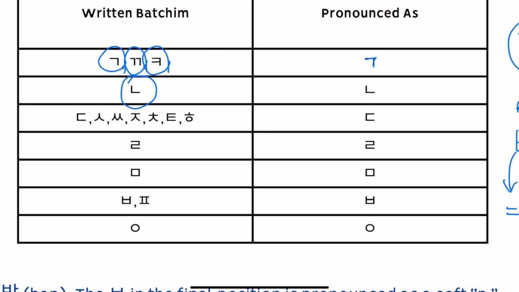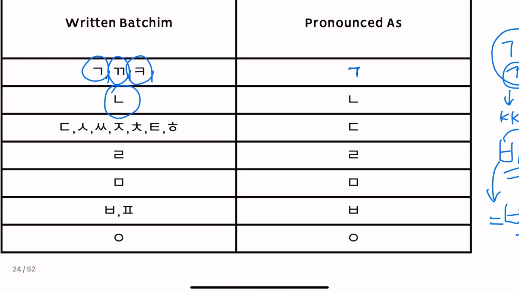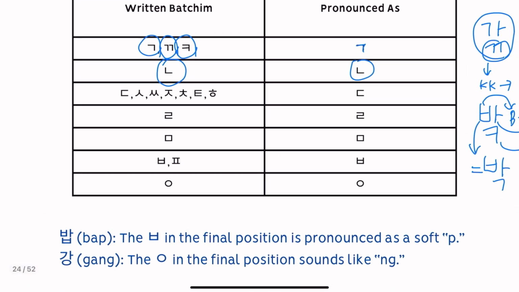And for the case of the n sound, it is also pronounced as n at the bottom, at the 받침. So for example, this word goes like the a sound here, and the n sound here. So an. It is the same.